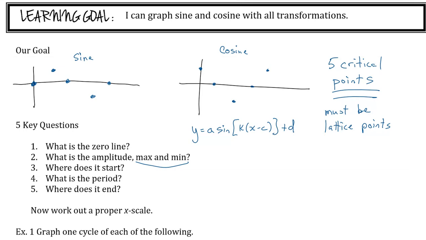Then we say, where does it start? That's our phase shift. What is the period? That will give us the end, so we know where our last point lands. And after you've done all of that, then you're going to go and work out your x scale. And after you've done that, you're going to try to graph it.